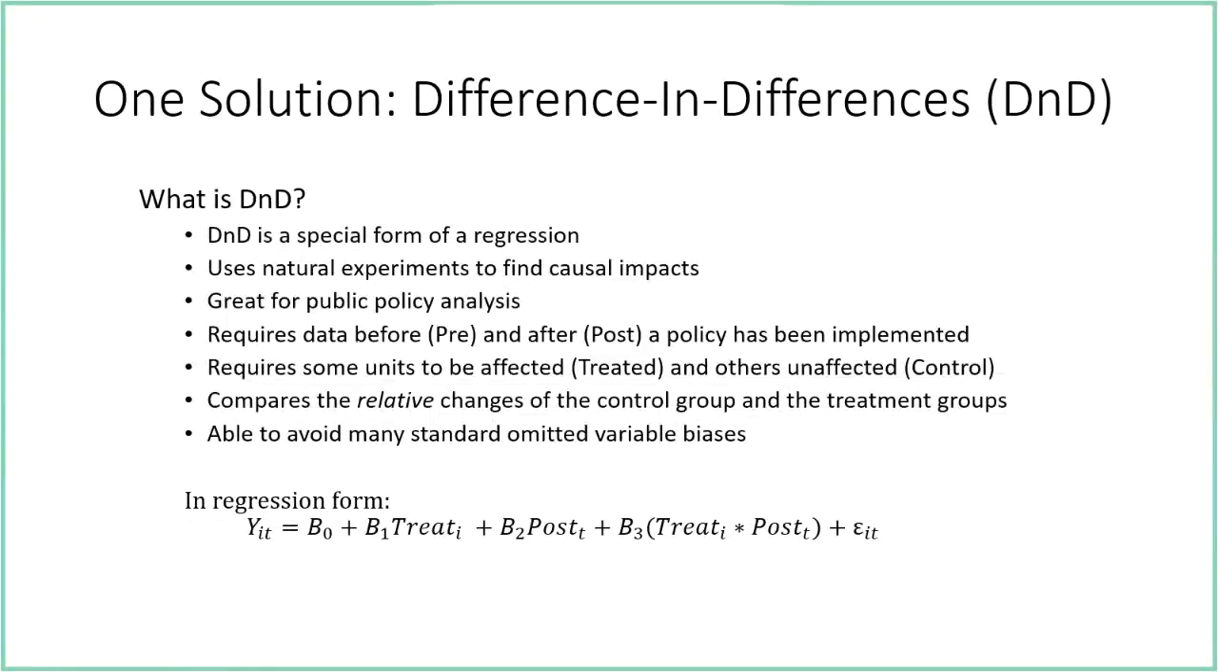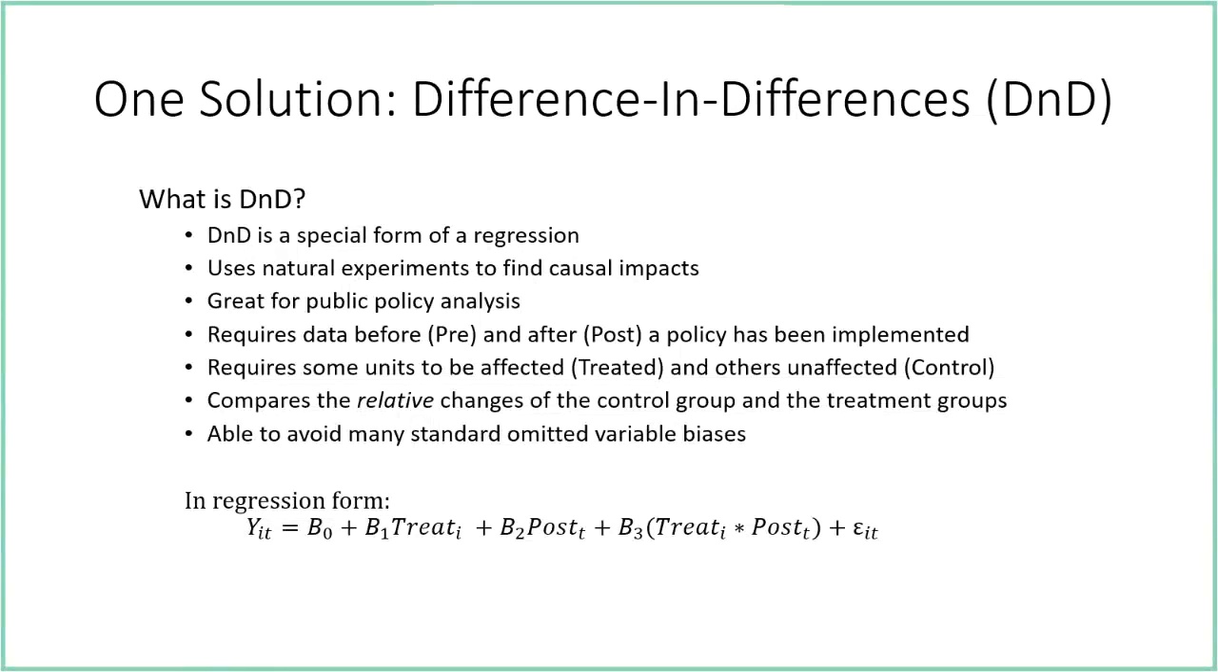Difference in difference is a special form of regression. It uses interaction variables, which we first talked about in the functional form lecture, and it's great for public policy analysis, because public policy type issues often fall into the requirements for difference in difference. To run a difference in difference model, you need two things. First of all, you need data from at least two time periods, what we're going to call pre and post data. Pre is going to be before some intervention, and post is going to be after some intervention.